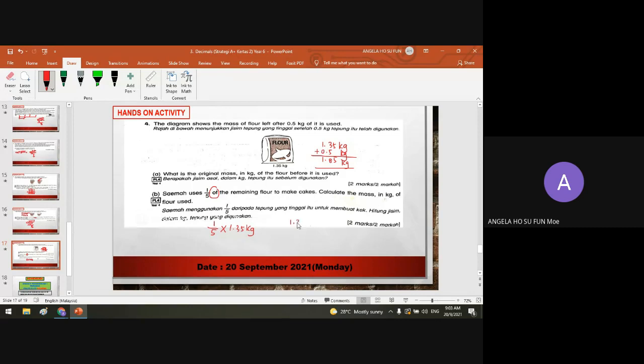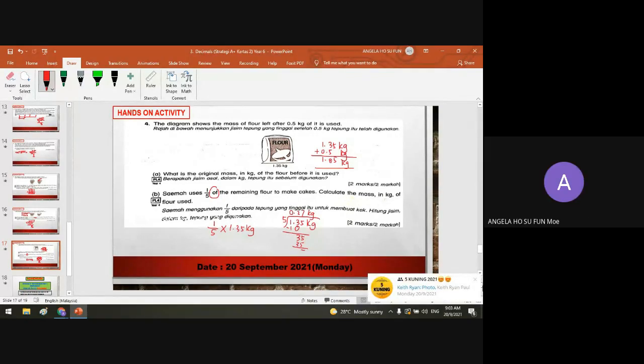1.35 divided by 5. Okay, 5 into 0 is 0. 5 times 2 is 10. Remain 3. Bring the 5 down. So 5 times 7 is 35. So she used 0.27 kilogram of the flour to make cakes. Any problem? So far, so good?